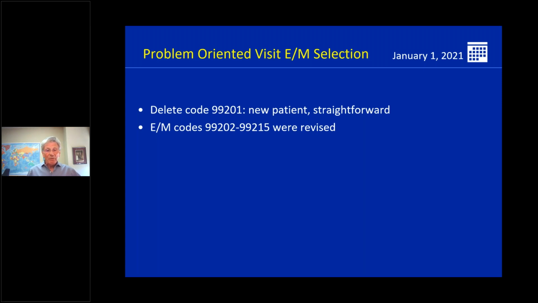So what are the specific things that happened on January 1st? Well, one of the E&M codes, 99201, which was for a new patient with a very straightforward visit, has been deleted. So that code is gone. Number two is that 99202 through 99215 were revised.